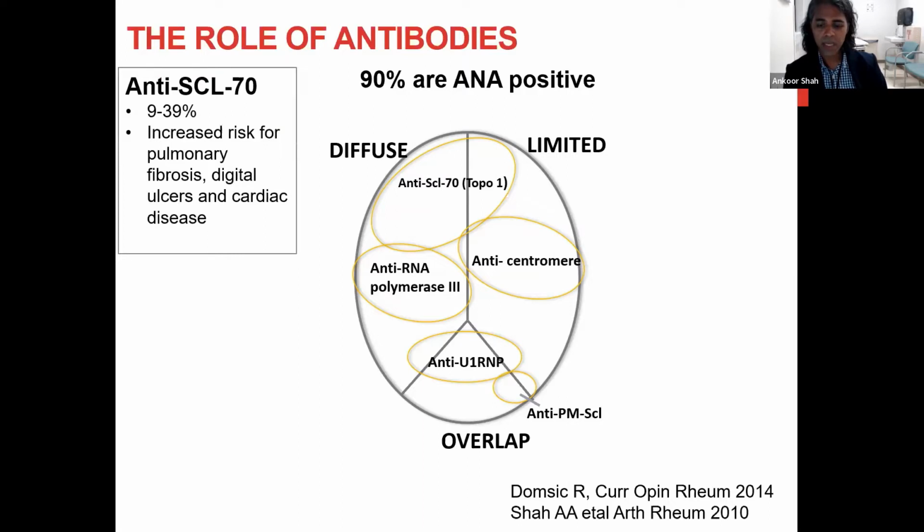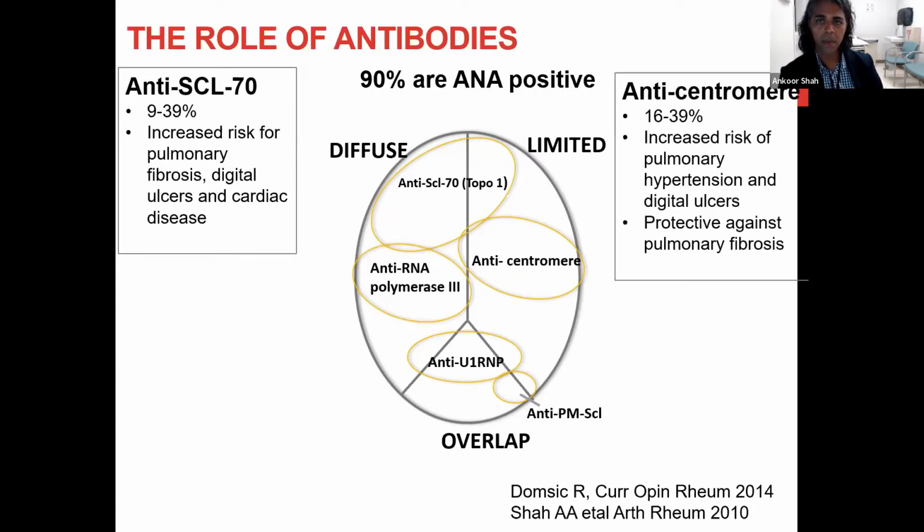In patients with anti-SCL70, it also provides some degree of prognosis. There's an increased risk for pulmonary fibrosis, digital ulcers, and cardiac disease. In patients with anti-centromere, there's an increased risk of pulmonary hypertension and digital ulcers, although somewhat protective against the presence and development of pulmonary fibrosis.